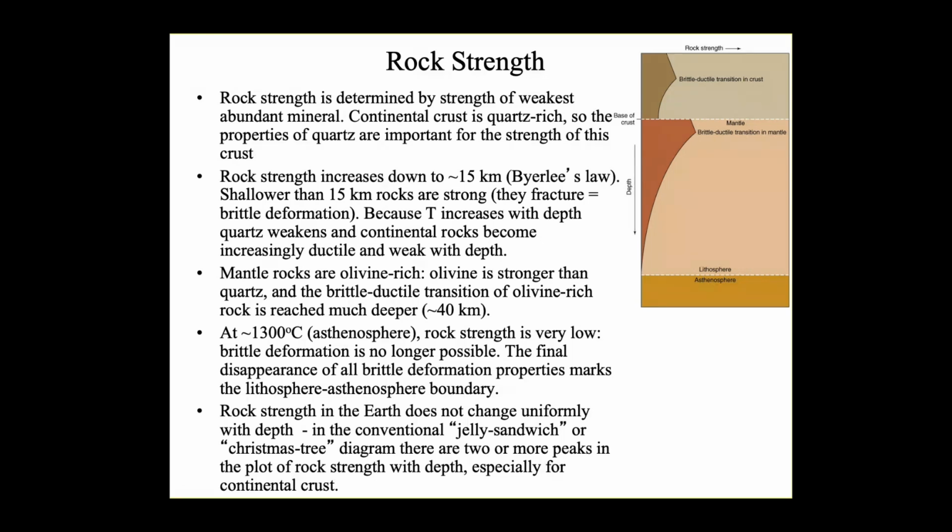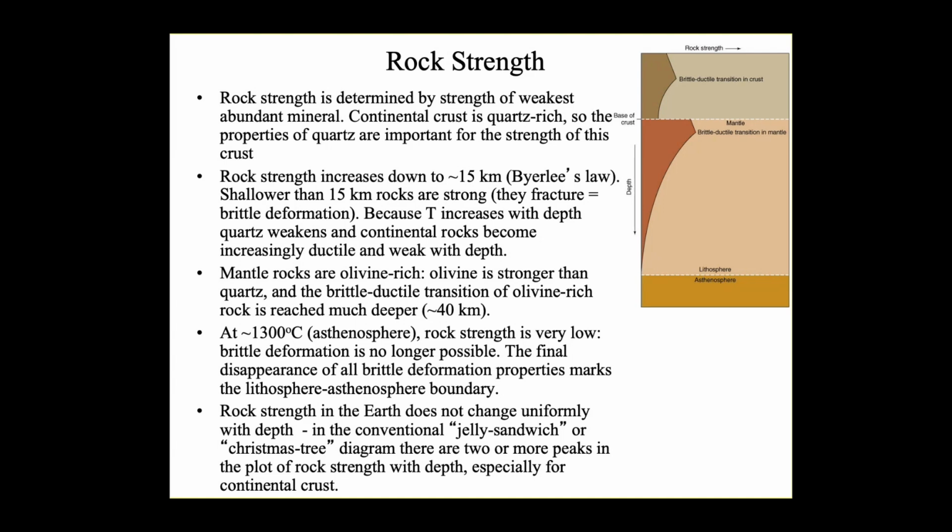And as you may recall, I have stressed several times that the asthenosphere has no strength, which allows the lithosphere to flow over it. Here you're seeing a mechanical expression of that by looking at the strength. So at 1300 degrees, the asthenosphere, the rock strength is incredibly low. Brittle deformation is no longer possible. The final disappearance of all brittle deformation properties marks the lithosphere-asthenosphere boundary.